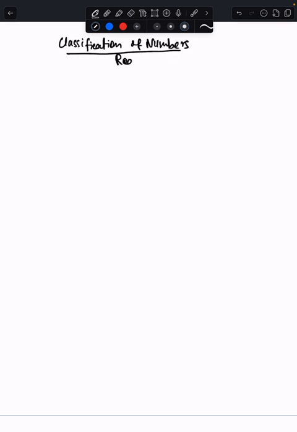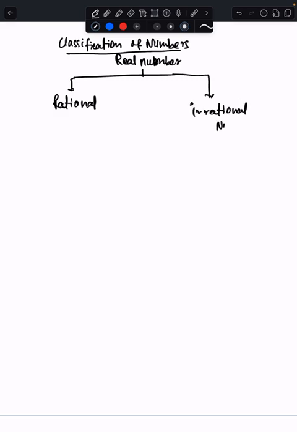Numbers are divided into real numbers. Real number is further divided as a rational number and irrational number. Rational numbers are those numbers that can be represented by P by Q. Here P is any natural number, 1 to infinity. Q must not be equal to 0.